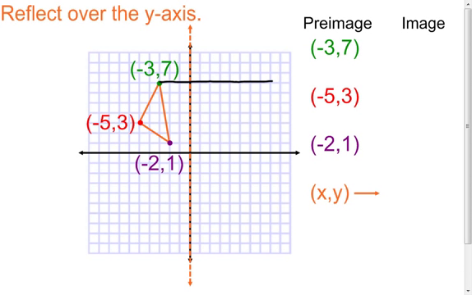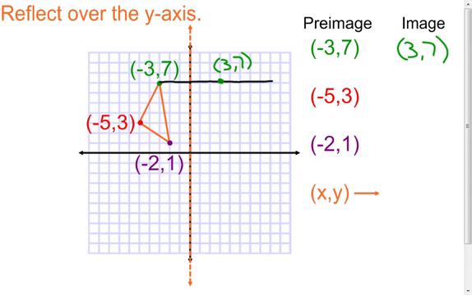Now the other part of it is the distance from the pre-image to the line of reflection has to be equal to the distance from the line of reflection to the image. Well, I count here from (-3, 7) back to the y-axis is 3 units, so I'm going to have to go 3 units to the right to find my image, which turns out to be at (3, 7). So the image of (-3, 7) is going to be (3, 7).